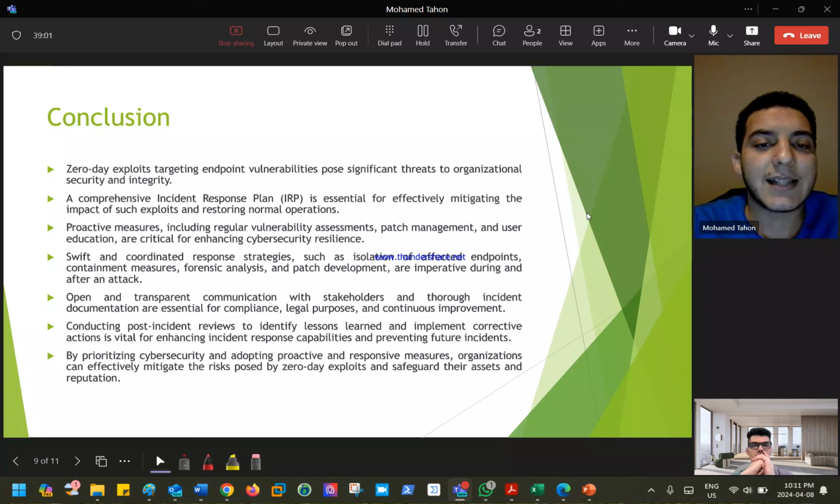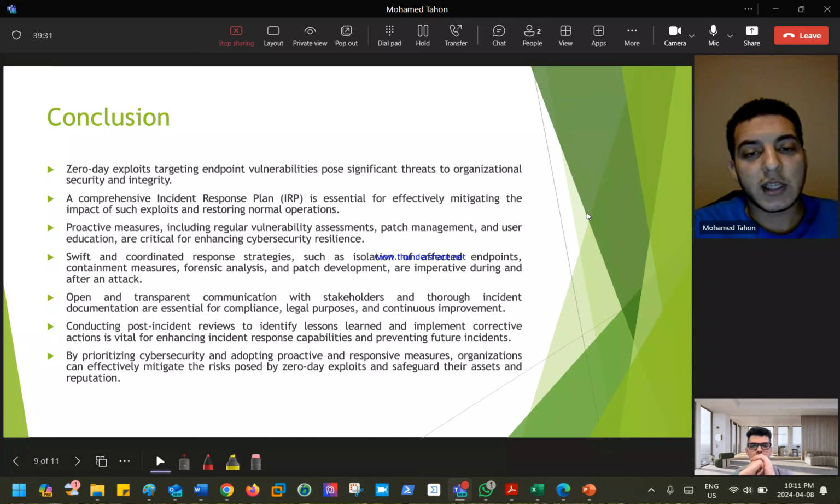And communication and incident documentation. We're going to discuss the significance of open and transparent communication with the stakeholders and thorough incident documentation. Effective communication ensures that all relevant parties are informed about the incident, while thorough documentation facilitates compliance with legal requirements and continuous improvement of the incident response process.